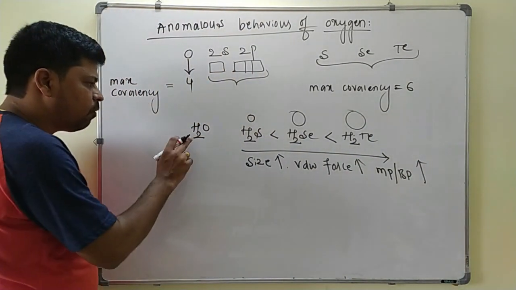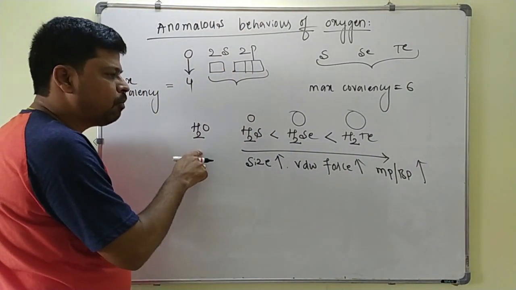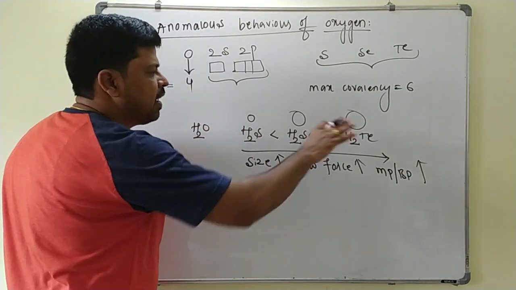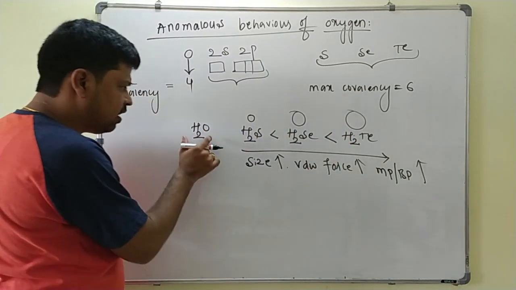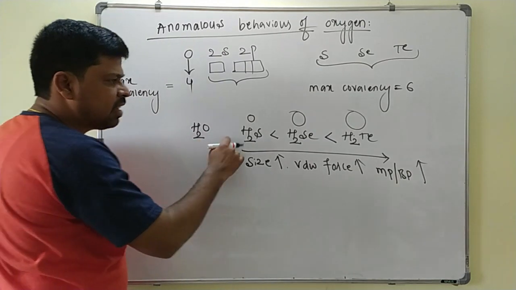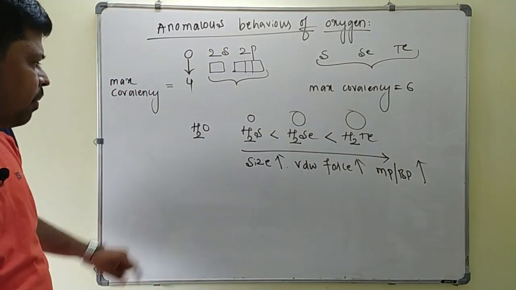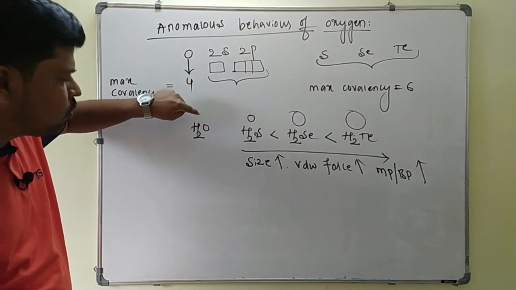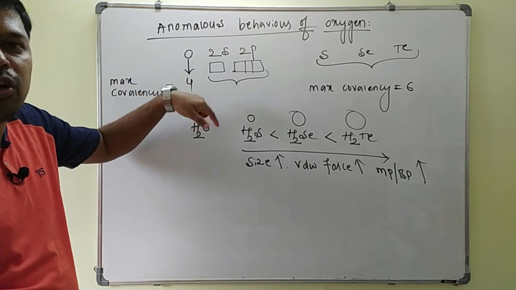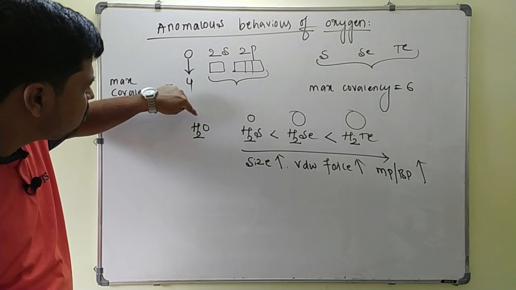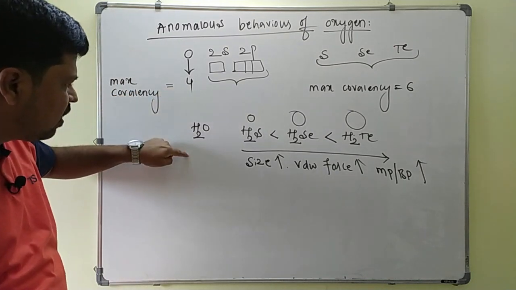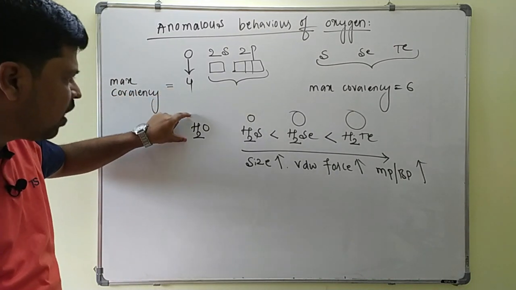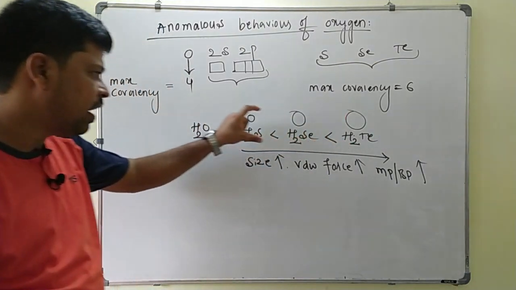But in case of water, the melting and boiling point is exceptionally higher than the remaining hydrides. According to the trend, the melting and boiling point of water must be less than the remaining hydrides. But here what happens? Due to the small size and high electronegativity of the oxygen atom, the water molecule is involved in intermolecular hydrogen bonding. Due to the presence of intermolecular hydrogen bonding in water, the melting and boiling point of water is exceptionally higher than the remaining hydrides.